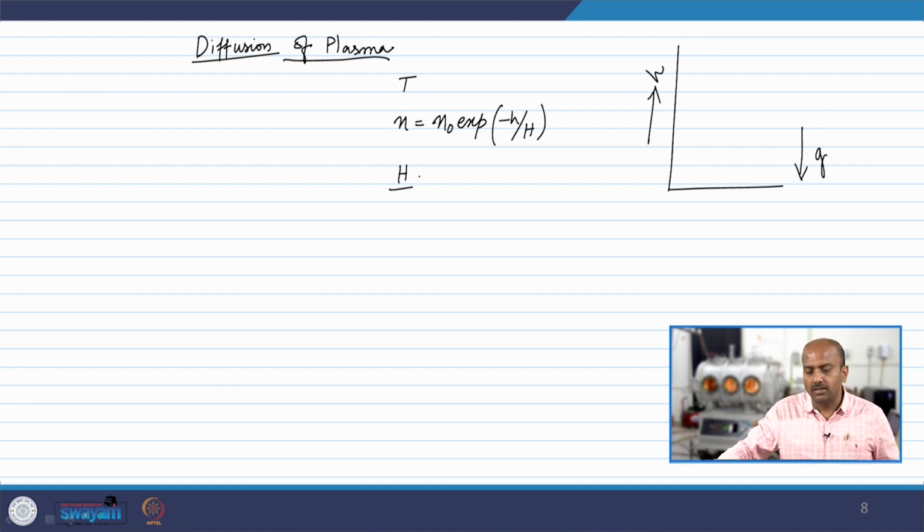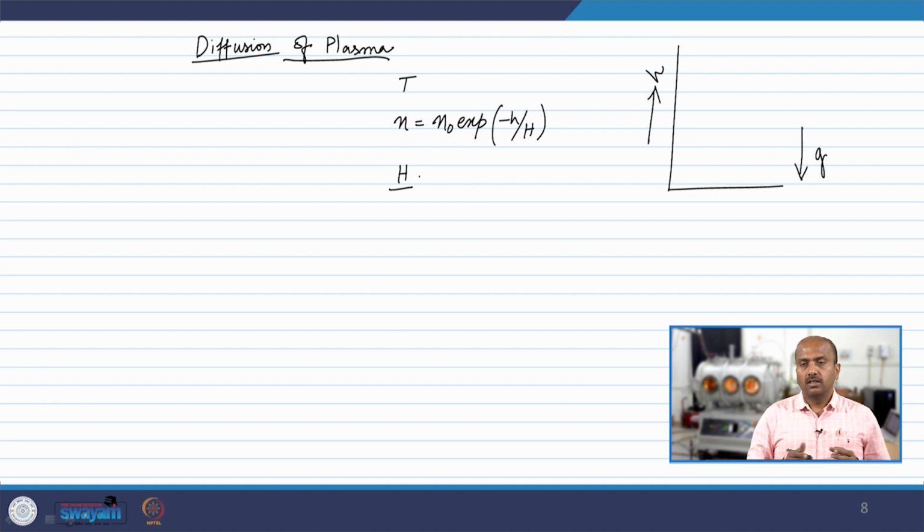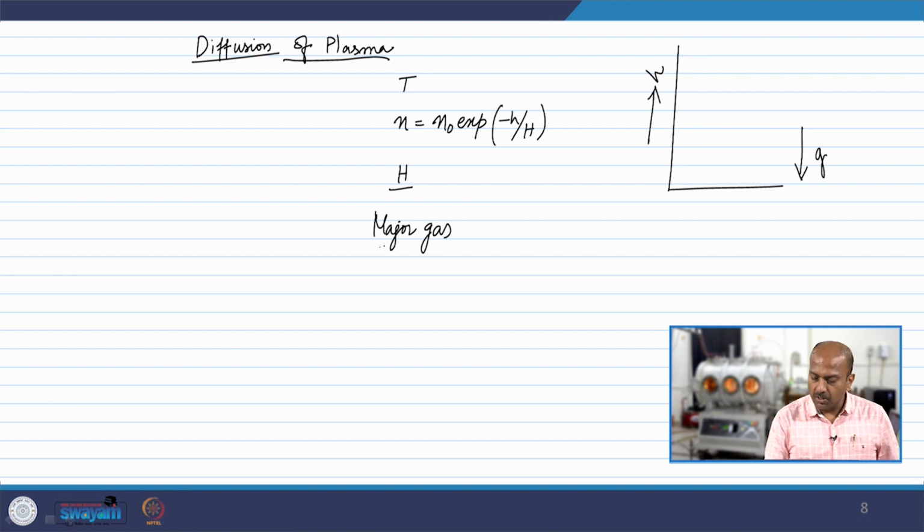What we will do in this subtopic, which is the diffusion of plasma, is try to understand how a gas or a particular species will move through another species, how it will diffuse, how it will go from one point to another point in the presence of another species. Okay. So, for that to happen, we will consider a major gas. What is a major gas?